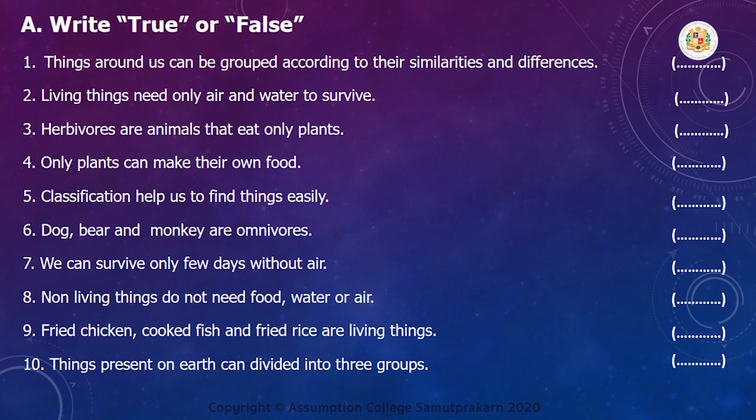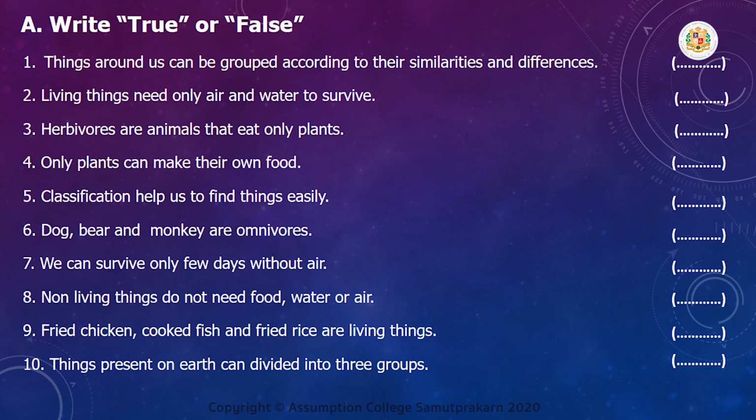Number 3. Herbivores are animals that eat only plants. Number 3. Herbivores are animals that eat only plants. Number 4. Only plants can make their own food. Number 4. Only plants can make their own food. Number 5. Classification helps us to find things easily. Number 5. Classification helps us to find things easily.